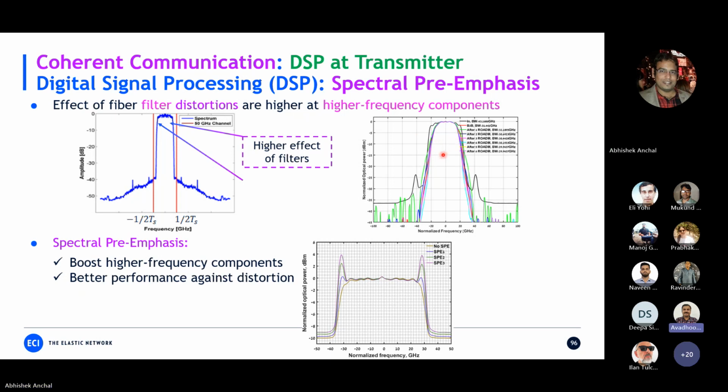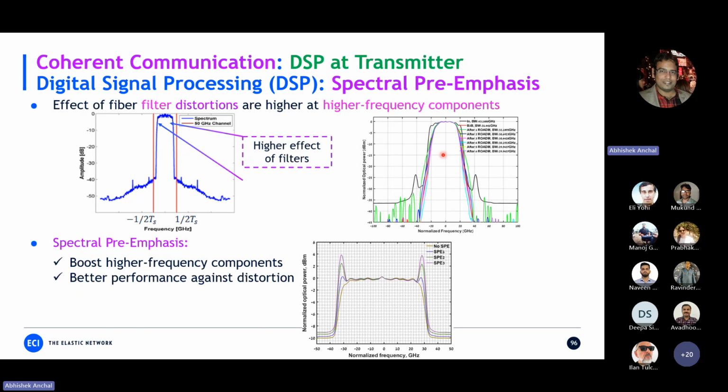Okay, so this is directly related to the channel bandwidth, not only the spectral bandwidth, but also the channel size. Let's say 100G, 200G, or 400G channels that we use. It's related to the baud rate, and to the corresponding baud rate, what filter you are applying.